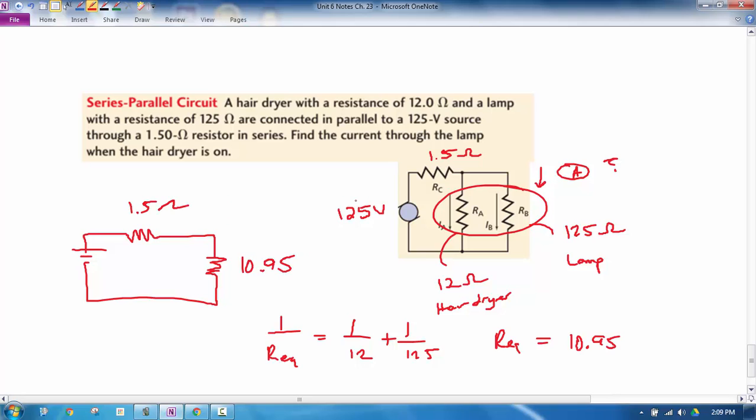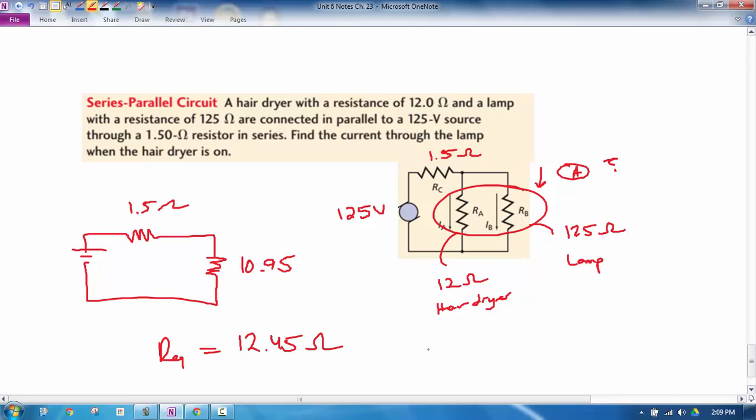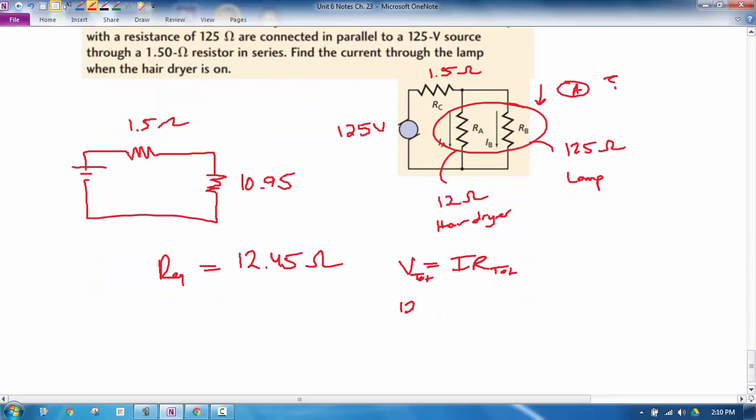So basically we can look at these two added together equal about 10.95, and this is still 1.5. So I can find the total resistance for the circuit by adding these together, and that gives me about 12.45. So the equivalent resistance for the circuit is approximately 12.45 ohms. I can now use V equals IR with the entire circuit, so the total voltage, 125, equals current times the total resistance for the circuit, 12.45. That gives me a current of about 10.04 amps. So that's the current that's going through right here. And obviously all the current has to go through here. And now the current splits up.